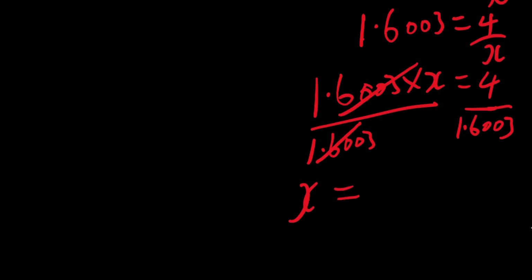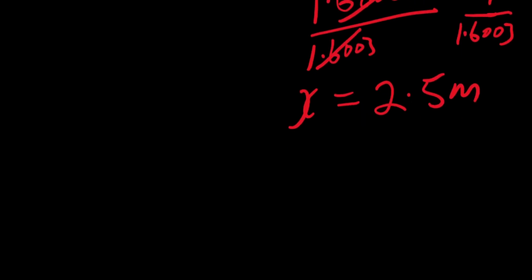So 4 divided by 1.6003 is going to give me S equals 2.5 meter. Remember, it is in meters, right? So now I have 2.5 meter. Right here, that is the answer, but we're not going to stop there, because remember, they said to the nearest centimeter.